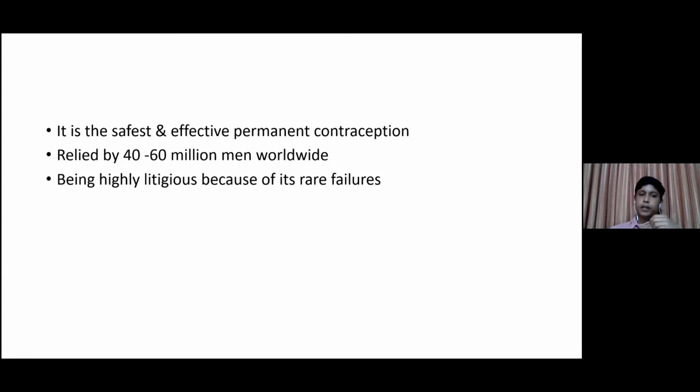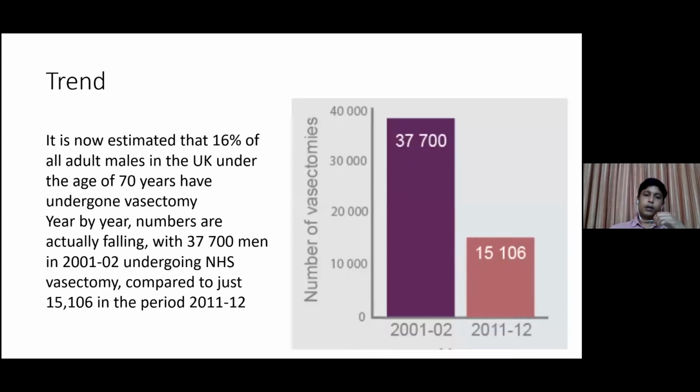It is the safest and most effective permanent contraception, relied on by around 40 to 60 million men worldwide. It is highly litigious because of its rare failures. This is the UK trend in the number of surgeries done annually. There is a reduction in the number of surgeries with time. This might be due to the emergence of new contraceptive methods, and perhaps litigation.